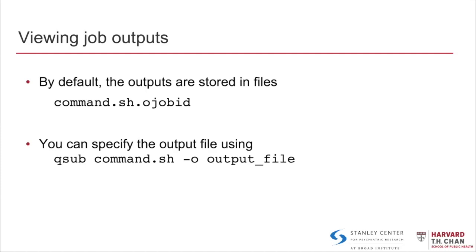By default, the output logs are stored in files that are named like your bash script, followed by a dot and by o and the job ID. Of course, you can specify the output file using -o followed by the path to your output file.